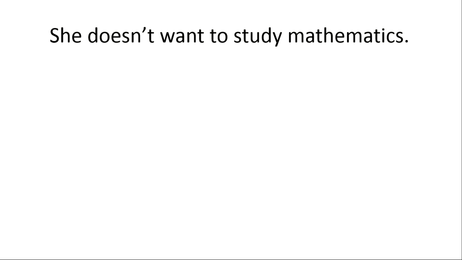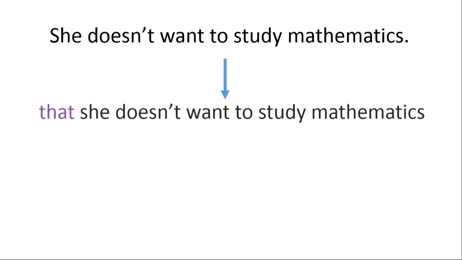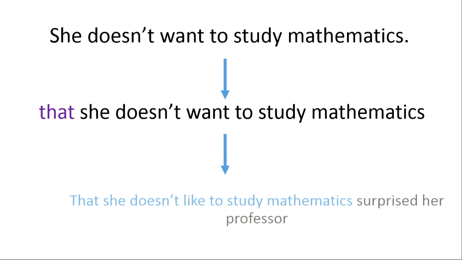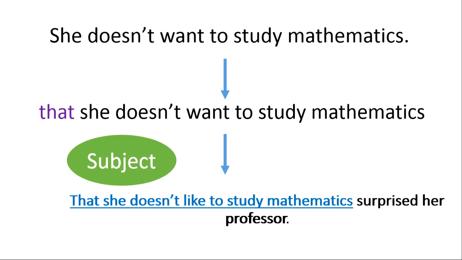Now, here we go. We have the same sentence. She doesn't want to study mathematics. Again, we use that at the beginning of the statement to turn it into a noun clause. Now, in this example, that she doesn't like to study mathematics surprised her professor. The blue part is actually the same noun clause we just made, and it is used as the subject of the new sentence. But for many of you, this doesn't sound like a natural sentence.